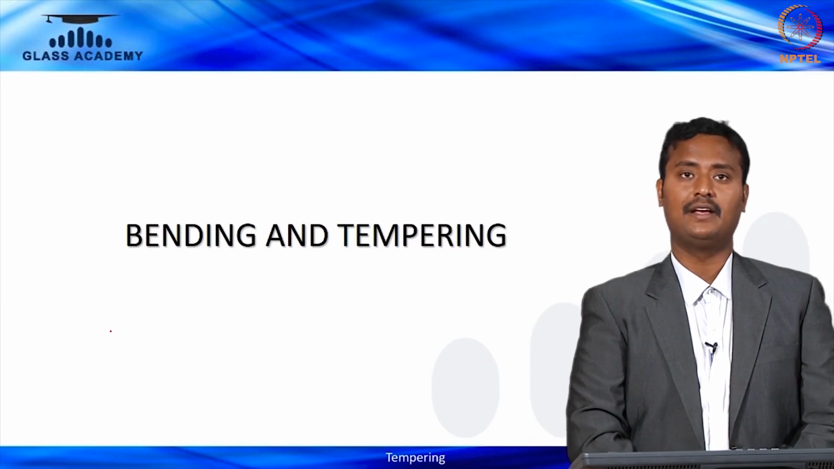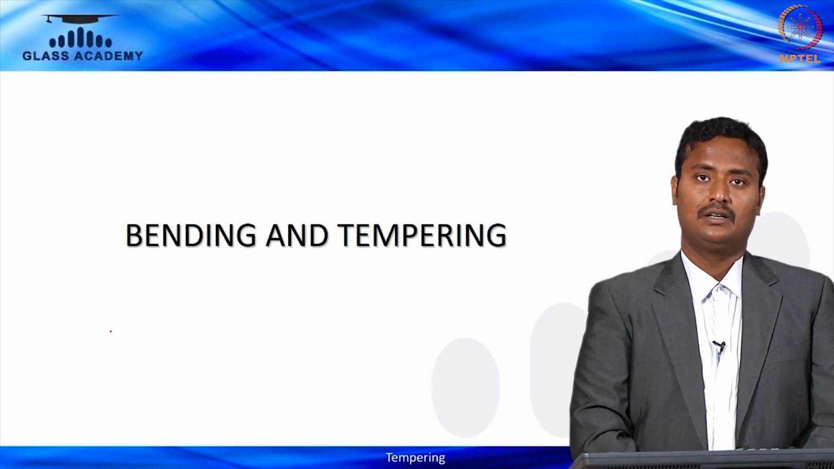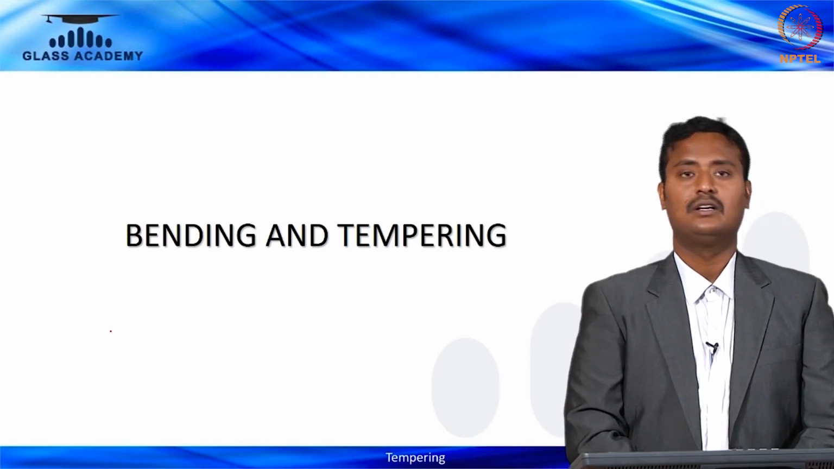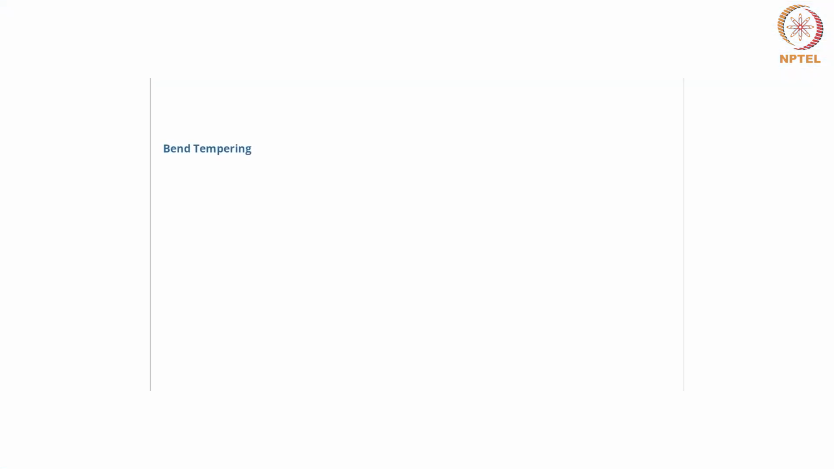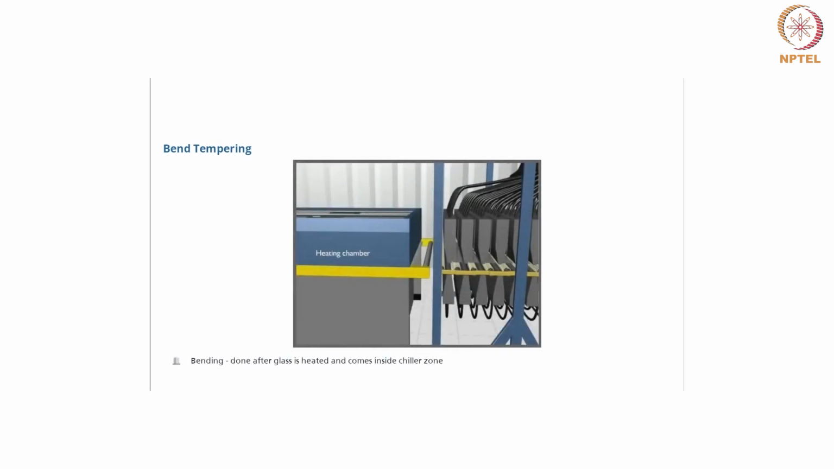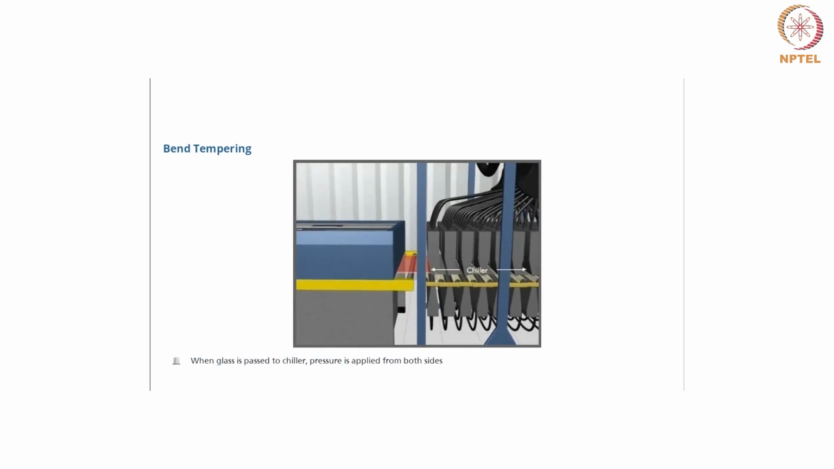Let's move on to the bending and tempering process. So far we have looked at the flat tempering process. Now we'll move on to the bend tempering process. This is altogether different. It cannot be done on the flat tempering process, where the quenching section chiller portions will be completely different from the horizontal tempering. In the heating chamber, the heating is a uniform process, and there is no change at all in the heating process, only in the quenching cooling section. So let's move on.